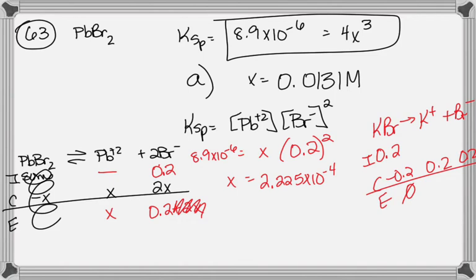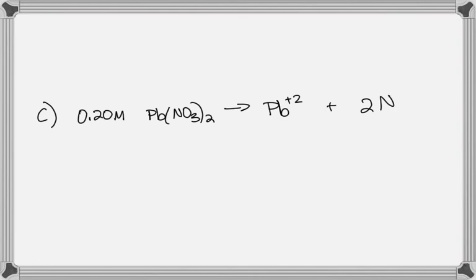Then for C part, you're putting it in 0.20 molar lead nitrate. Well, the common ion's the lead. And when this ionizes, it's going to make 0.2 molar of the lead and 0.4 molar of the nitrate. But for the KSP, the common ion's the lead.